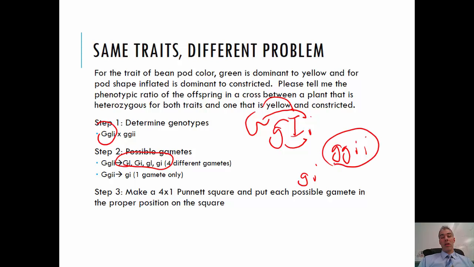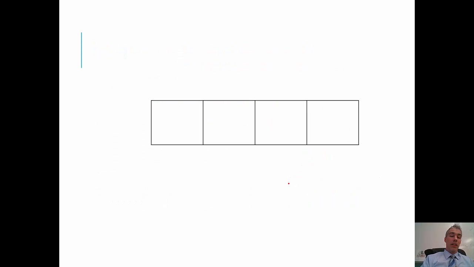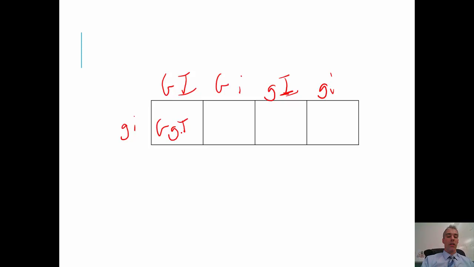Remember, this is showing diploid, and this is haploid. Because of this, you have 4 gametes on one and only one on the other. You can do a 4 by 1 Punnett square. That would look like this. Little g, little i, because that's the only possibility for the one, and the other one it's big G big I, big G little i, little g big I, and little g little i, and then you factor them together.